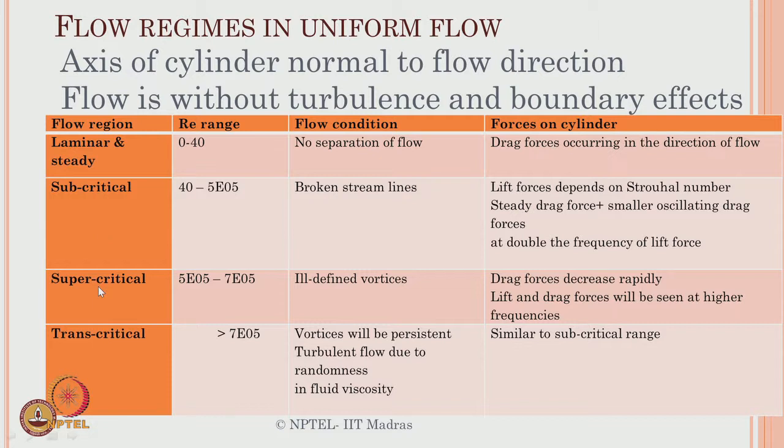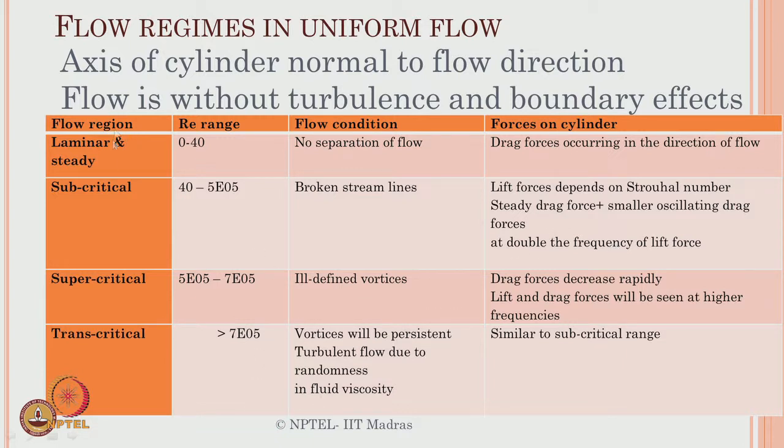When the flow becomes supercritical, where the Reynolds number ranges from 5×10^5 to 7×10^5, it will develop what we call ill-defined vortices. The drag forces decrease rapidly in this situation; lift and drag forces will be seen at higher frequencies now. Now there is an extreme shift of the frequency from the regular, to the small frequency, to double the frequency of the lift force, to the higher frequency. Now one can see here, depending upon the flow field and flow condition, that all components of the drag forces in lower and higher frequencies and double the frequency are present in the given system.